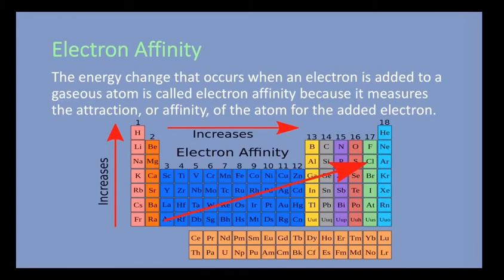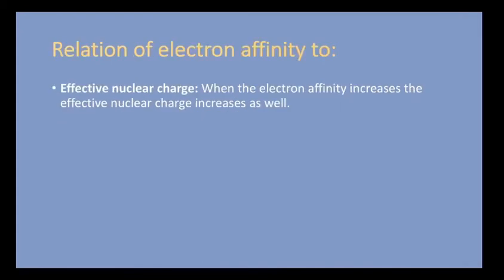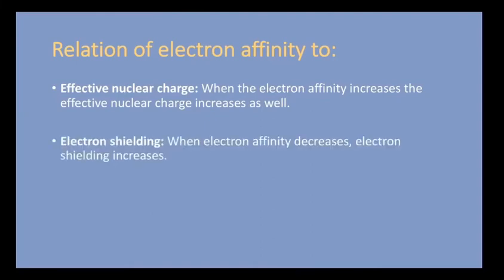What is the relation between electron affinity and effective nuclear charge? When the electron affinity increases, the effective nuclear charge increases as well, because there will be more protons. The relation between electron affinity and electron shielding is that when electron affinity decreases, the electron shielding increases because there will be more electron shells.